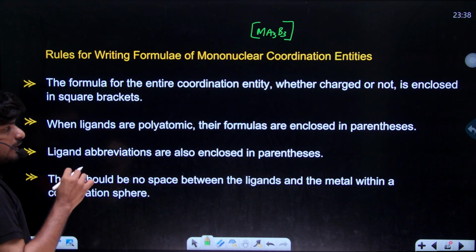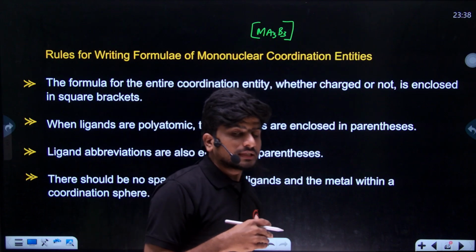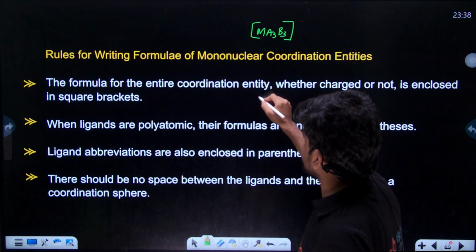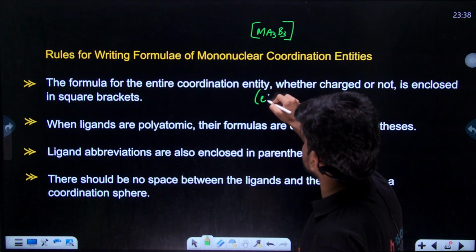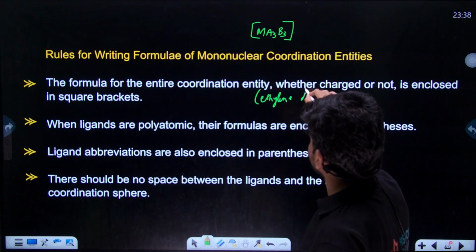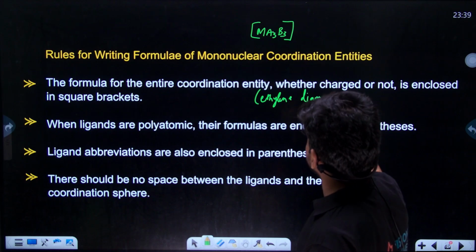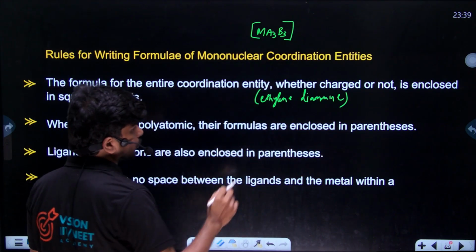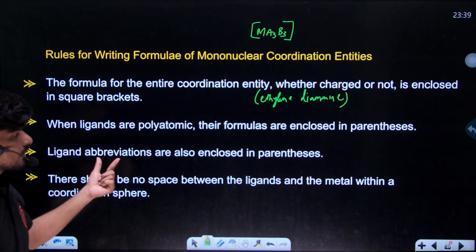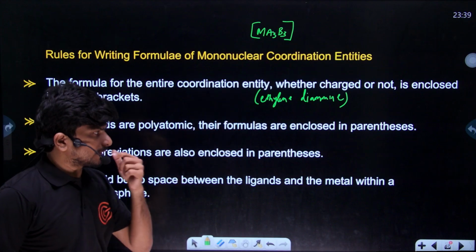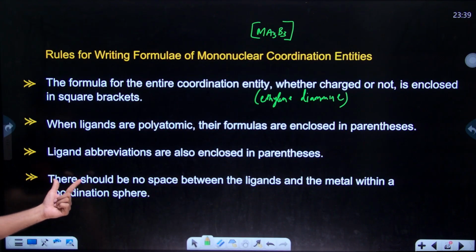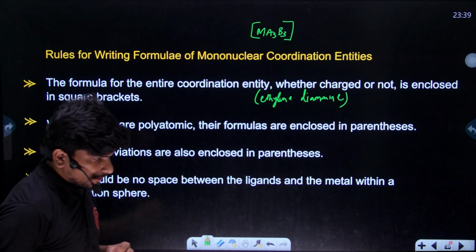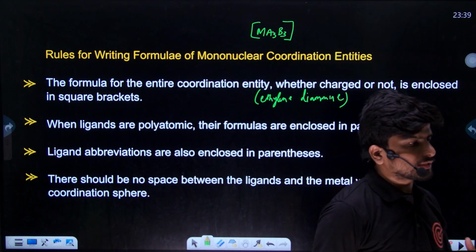When ligands are polyatomic, their formulas are enclosed in parentheses, like ethylenediamine. So in the square brackets, in the parentheses, you will write ethylenediamine. So you will write it like this. The ligand abbreviations are also enclosed in parentheses. That is what we have written. There should be no space between ligands and metal within the coordination sphere.